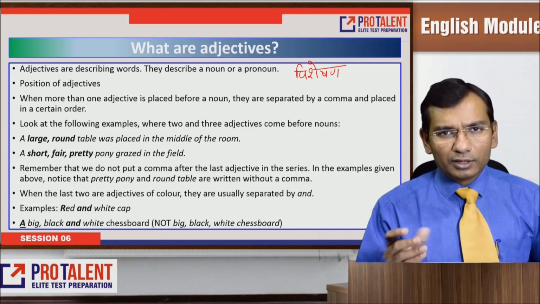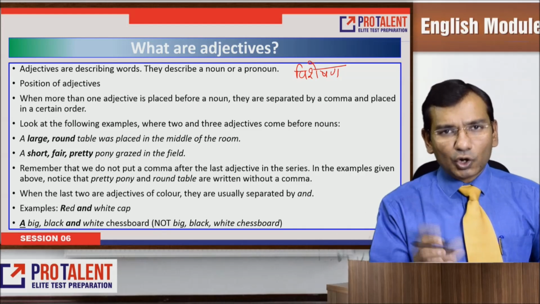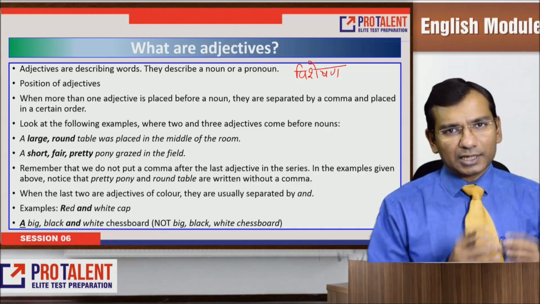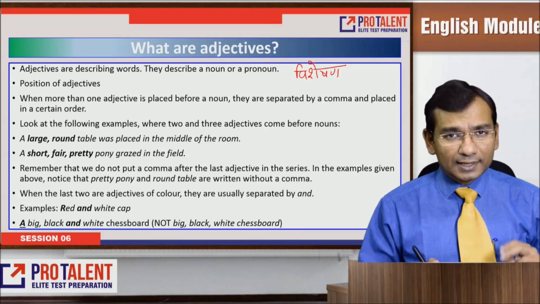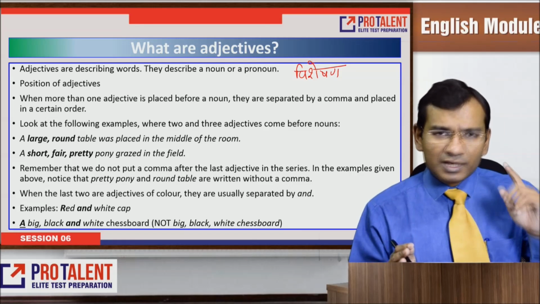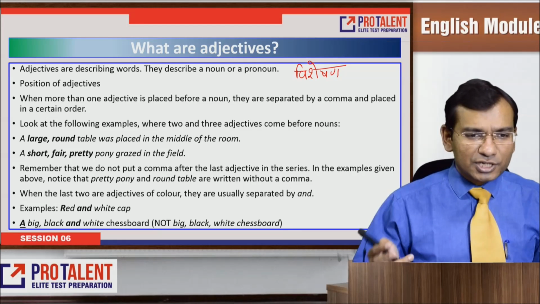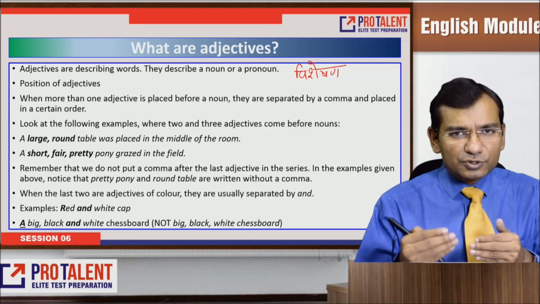Ram is a good boy. Good is an adjective. Ram is a tall boy. Tall is an adjective. So adjective जो नाम के आगे लगता है, या नाम को qualify करता है, describe करता है. That is the meaning of adjective, and I'm sure you understand this. नाम को या प्रोनाउन को डिस्क्राइब करने वाली चीज को क्या बोलते हैं? Adjective.